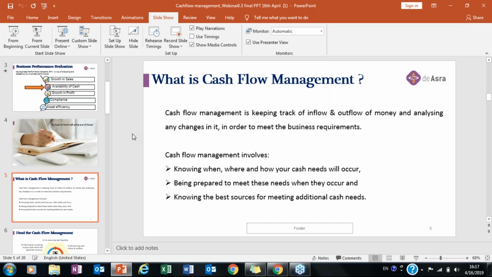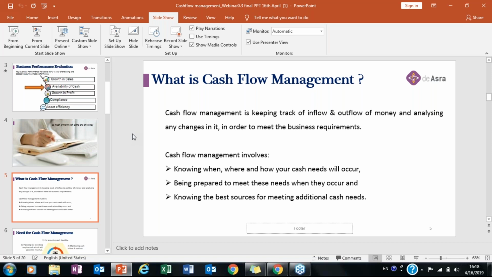Now, analyzing any changes means you need to have a good amount of data with you to analyze the changes which happen, to analyze the trend of money that is coming in and going out. And why do all these activities, why keep track of your inflow and outflow and analyze any changes in it? It is to meet your business requirement. So basically, when you want to expand your activity or you want to settle down into the basic thing, you need to keep track of the inflow and outflow of money and analyze any changes in it in order to meet the business requirement.